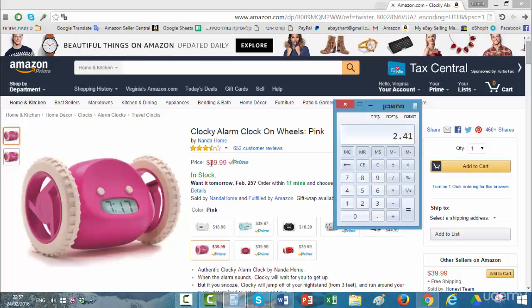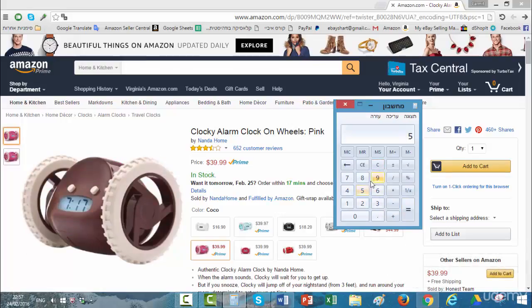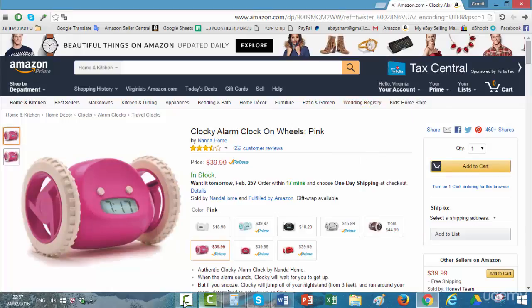If you have more expensive items, bigger than $50, you should be taking about 78%. You should be taking about 22%, which means that if the price costs you $59 on Amazon, okay? I multiply it by 0.78 and I'll be left with $46. Okay, and that's how you do the calculation.